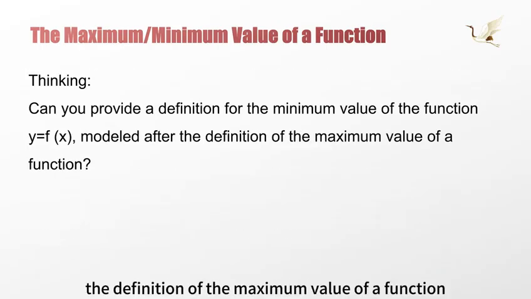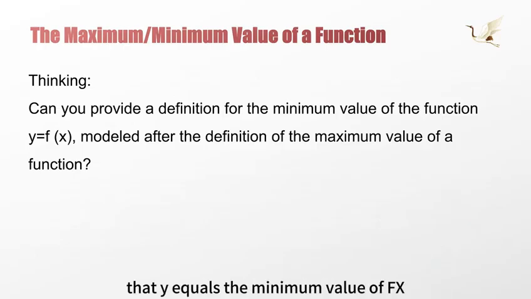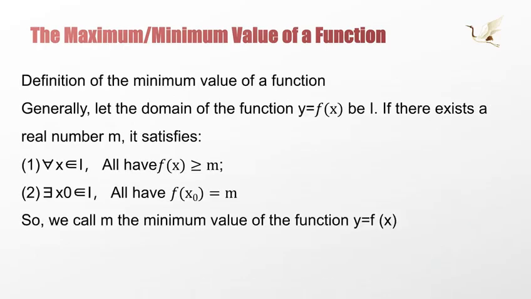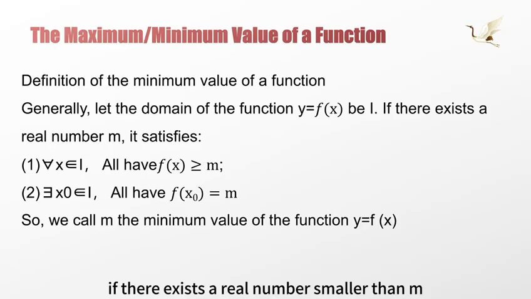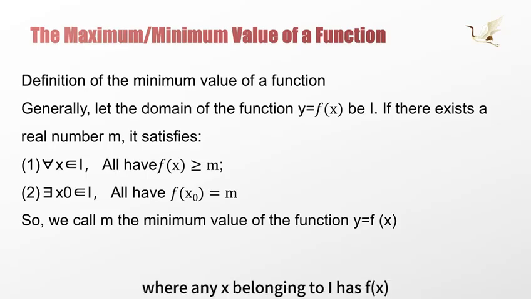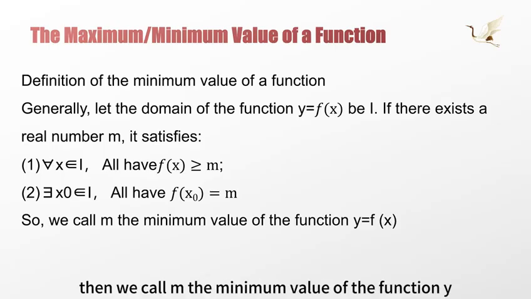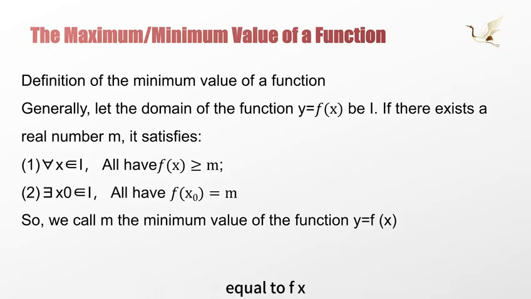Can you follow the definition of the maximum value of a function and provide a definition of the minimum value of y equal to f(x)? Generally, let the domain of the function y equal to f(x) be I. If there exists a real number m, and the first condition is satisfied, where any x belonging to I has f(x) greater than or equal to m, and the second condition, there exists x0 belonging to I such that f(x0) equals m, then we call m the minimum value of the function y equal to f(x).